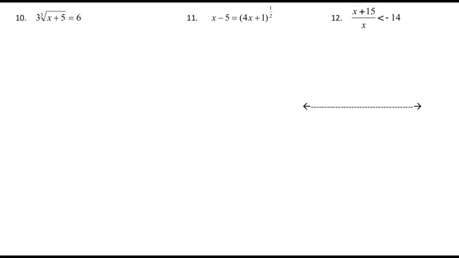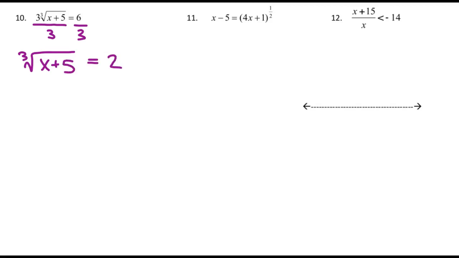If you're solving radical equations, let's get the radical by itself. So I'm going to divide both sides by 3. Okay, divide both sides by 3. Then I'm going to be left with the cube root of x plus 5. Okay, and that's going to equal 2.